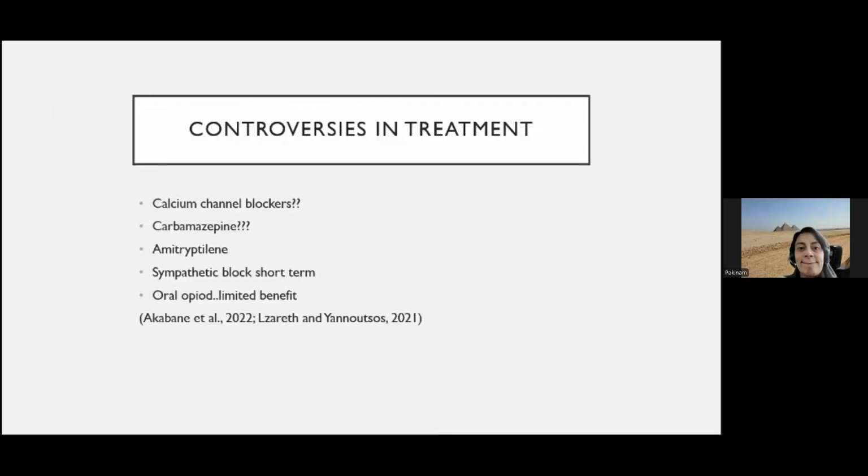Next, please. The controversial parts, as we mentioned, are the calcium channel blockers, the carbamazepine, the amitriptyline, sympathetic block for short-term. Oral opioids have shown limited benefit, however, have been mentioned by some studies. Next, please.